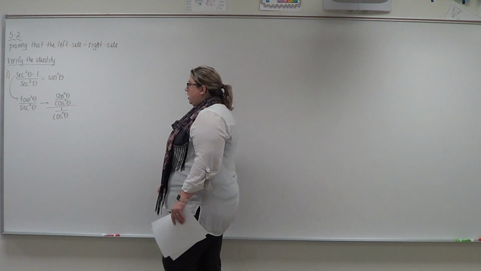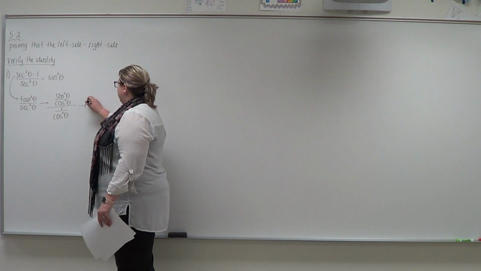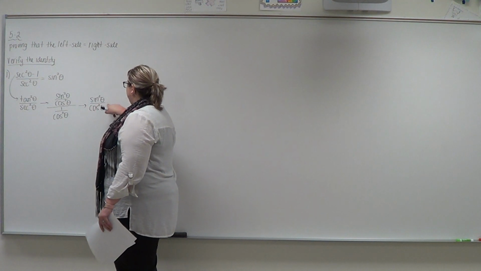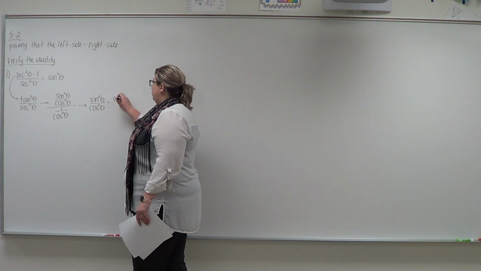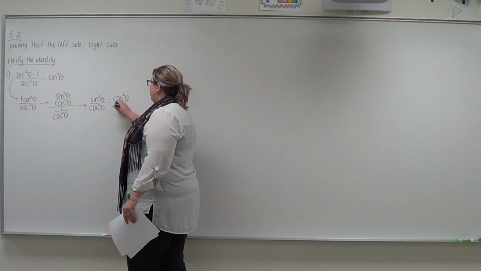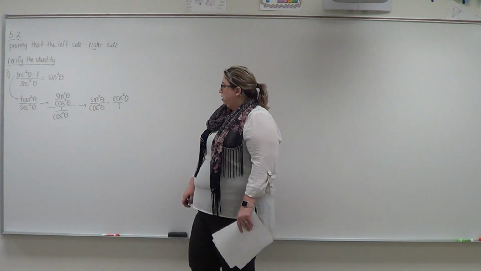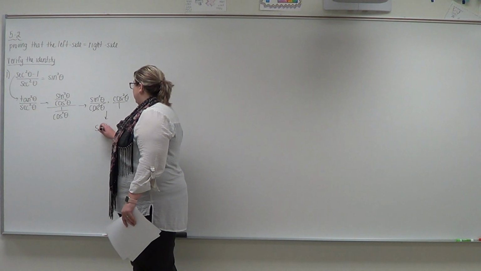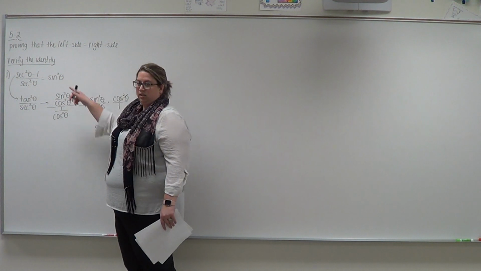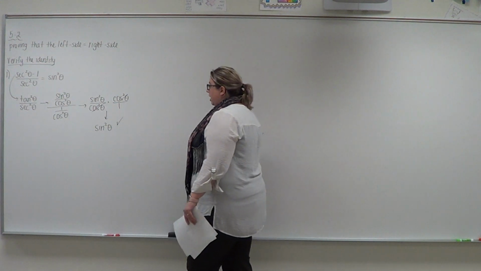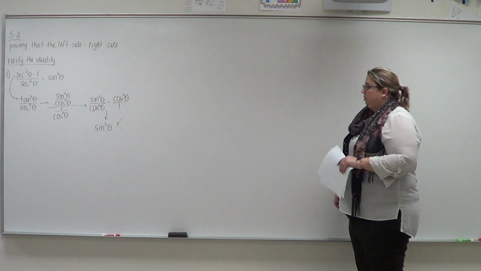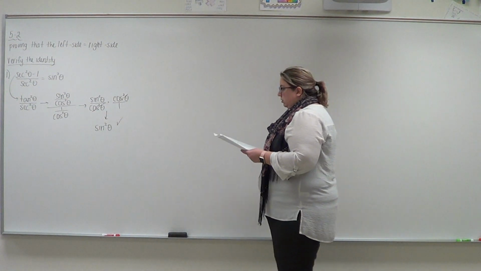Okay, well if you have a fraction divided by a fraction, that's the same thing as multiplying by the reciprocal. So this becomes times cosine squared over 1. And then my cosine squareds cancel. So then I get sine squared, which is what I wanted. Once you get to the point that you're done, you can box it in, or I just put a big check mark so that I know that I'm finished that problem.